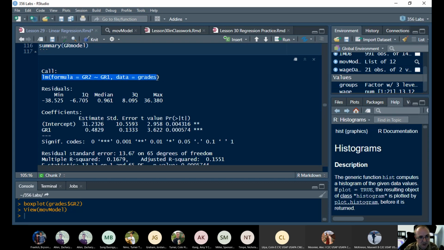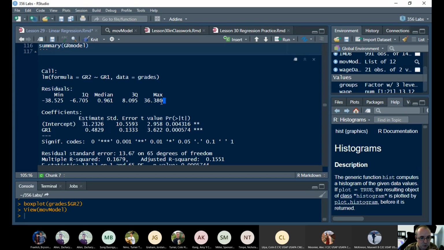So the first is just the call. It's just saying, hey, this is what you did, right? It's confirming that you wanted to have GRB2 be your response variable and GRB your indicator variable, and where the data is coming from, right? Then each thing has a colon saying what we're talking about.